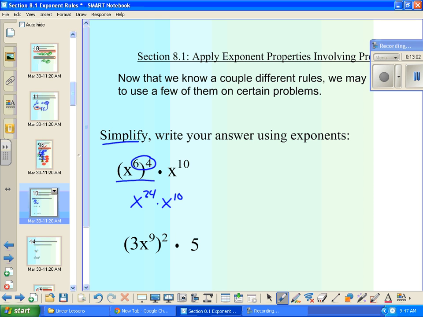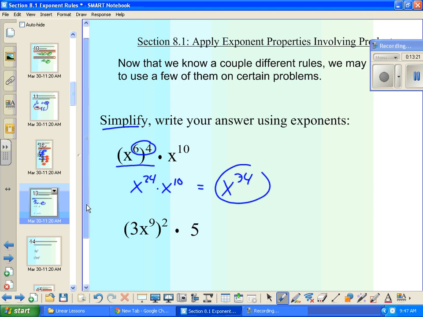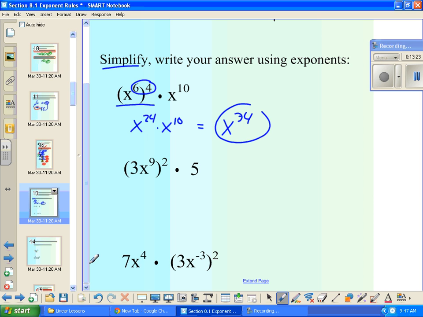Now if I have x to the 24th times x to the 10th, that was like the first row we learned. That's like 24 x's multiplied all together, times 10 more x's multiplied all together. That's like 34 x's multiplied all together. So I just add those two: x to the 34th. Notice there were a couple of steps there, but just using our rules and doing one step at a time, we can get to the answer.